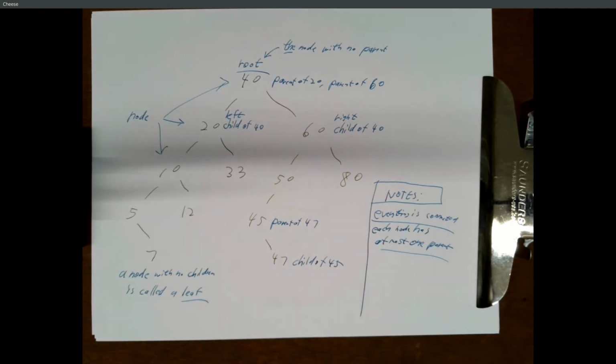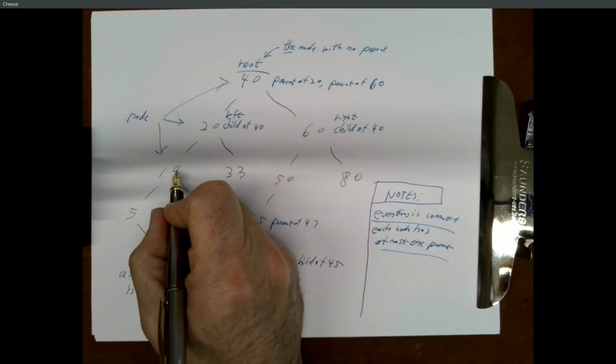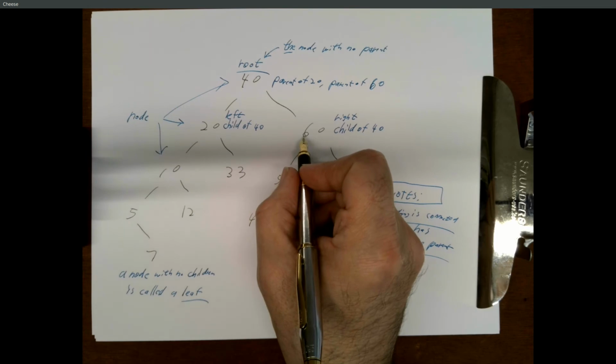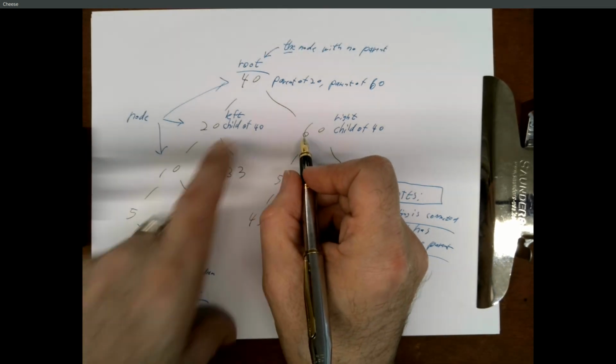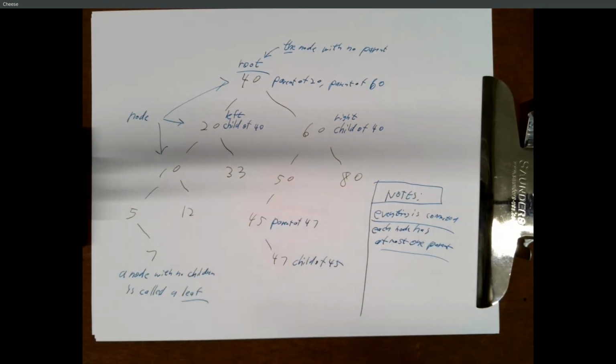Every other node has exactly one parent, which means I don't want a node from 10 up to, say, 60 over here, where 10 would have two parents, 20 and 60. That's not a binary tree anymore.